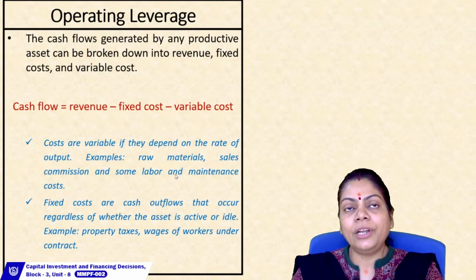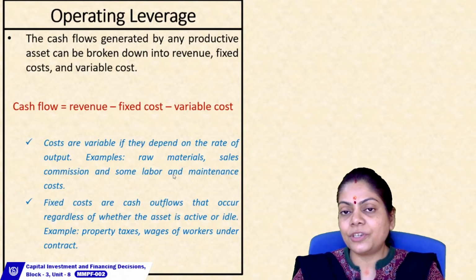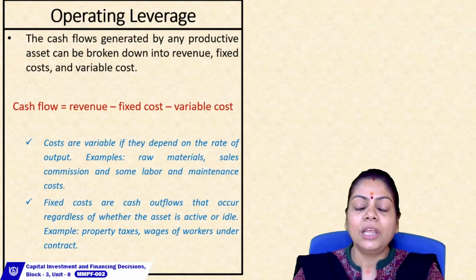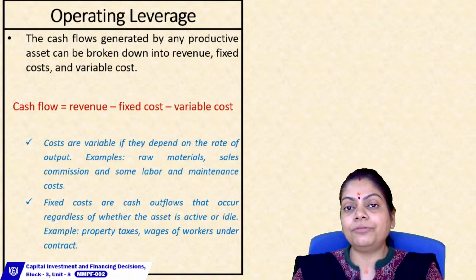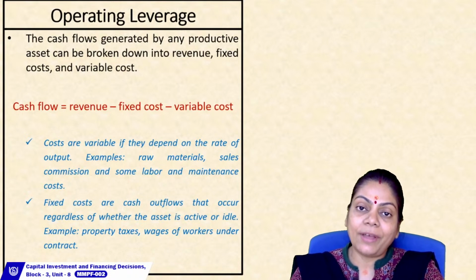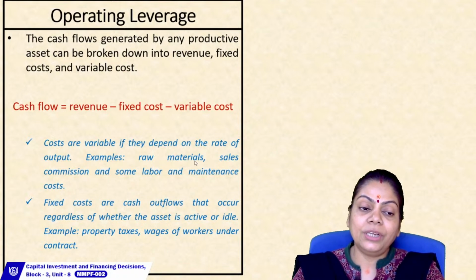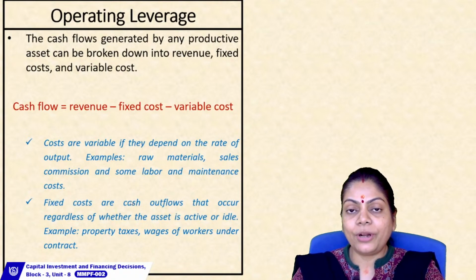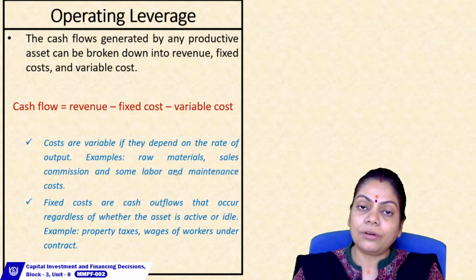If you are producing 100 units of finished good, you are using 100 units of raw material. If you are producing 500 units of finished good, you are going to use 500 units of raw material. So, these kind of things are called variable cost. The raw material, the sales commission, some amount of labor and maintenance cost, these are all variable by nature.